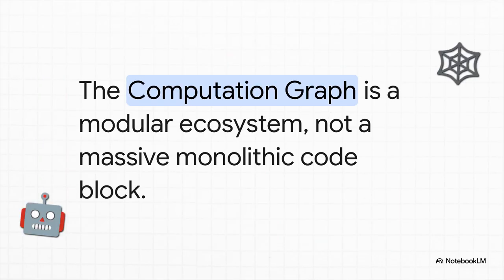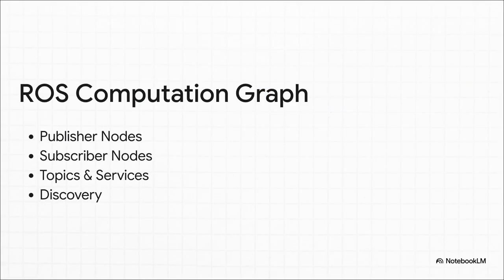To see how this all operates, let's look at part one, the computation graph. Because remember, this is a dynamic, modular ecosystem, not just one massive monolithic block of code. It's really fascinating how this works. The system is made up of these distinct nodes that form a dynamic communication network. You've got publisher nodes that basically broadcast information out there, and subscriber nodes that listen for that specific information over designated channels, which are called topics and services. Oh, and a discovery service helps them all find each other automatically behind the scenes.